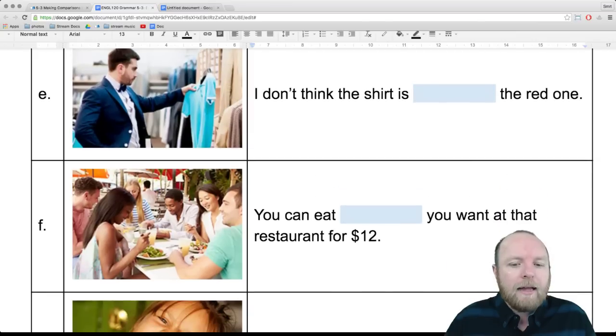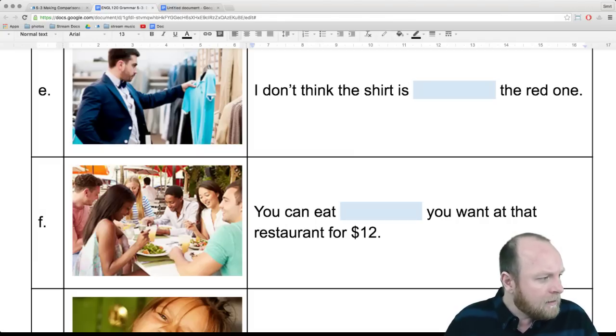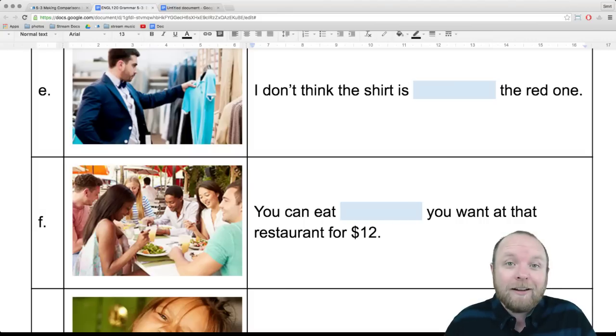Okay? And the last one, you can eat. Eat is a verb, right? Is it a linking verb? No. So that means we need an adverb. You can eat what? As, let's look at your answers. As much as you want. Excellent, Sabrina, good job, Sabrina. Amini, as much as you want. Excellent, as much as. Good job, guys.